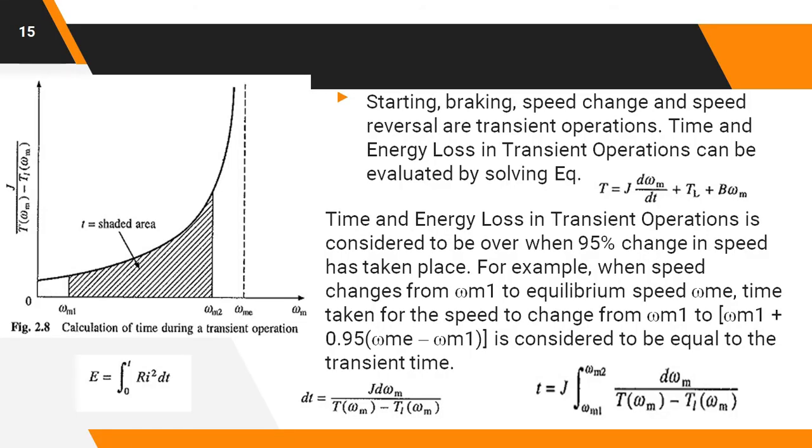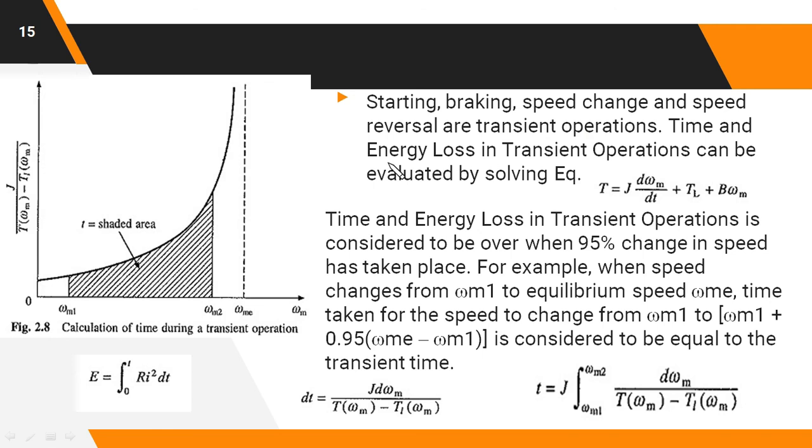Now we will see the calculation of time and energy loss in transient operation. So what is meant by transient operation? Starting, braking, speed change, speed reversal. If you want to start the motor or drive, brake the drive, change speed from 1000 to 800 rpm, or reverse speed from 1000 to minus 1000 rpm, these are nothing but transient operations.